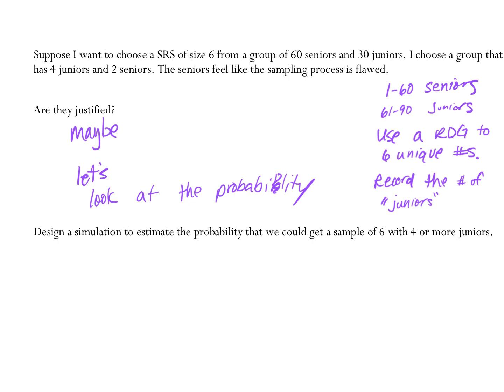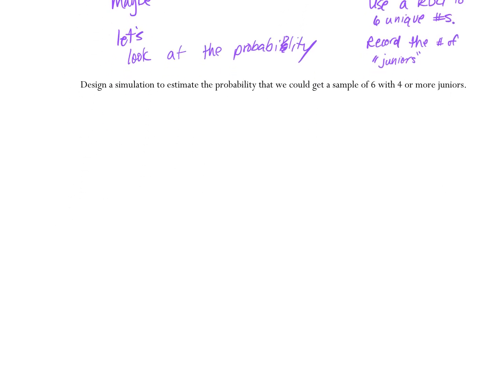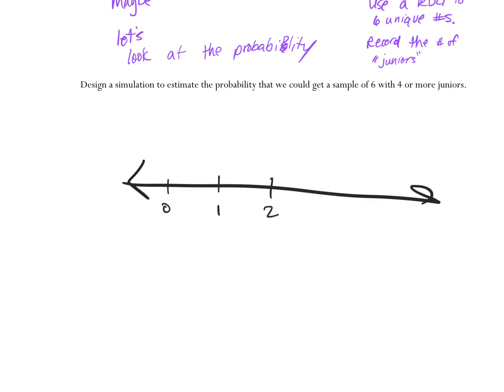And guys, looking at my sample up here, how many juniors do I have? 2. How many do you have? 2, 2, 3. So you guys catch my drift on this? So we're going to calculate this probability. That's really surprising to get that.